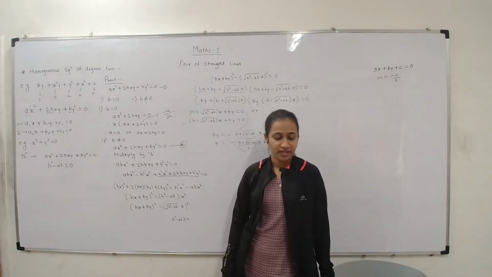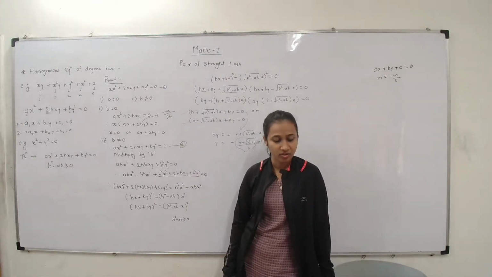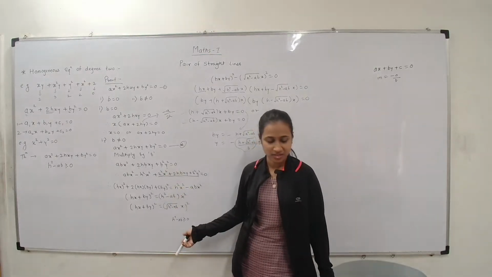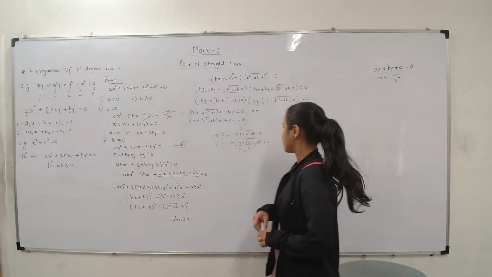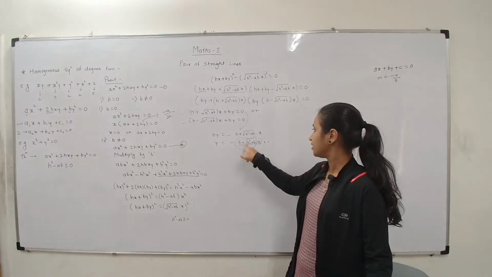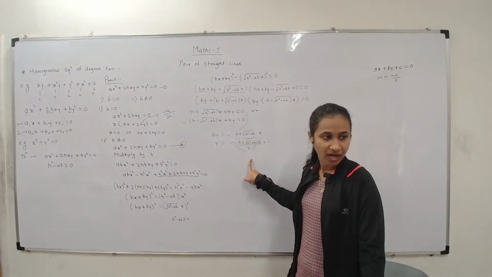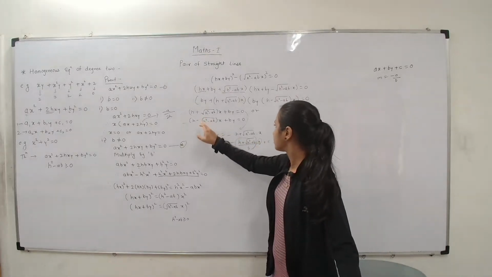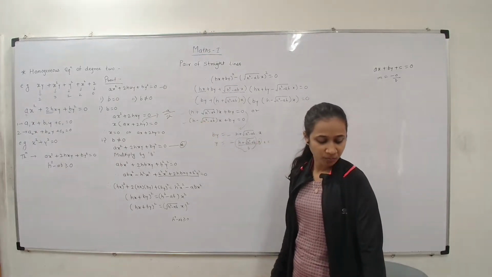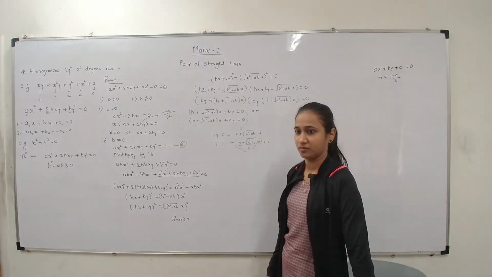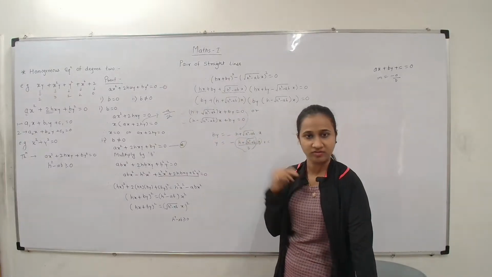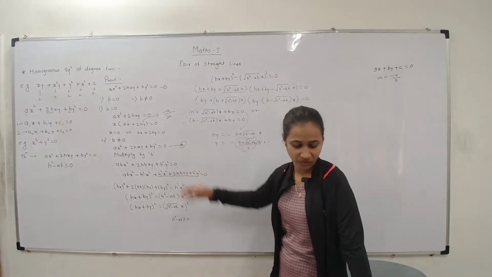Fifth one is if h square minus ab is greater than or equal to 0, means this case, and b is non-zero, that is nothing but the second case, then the slopes of the lines are minus h plus root of h square minus ab upon b and minus h minus root of h square minus ab upon b. So solving these two lines in this format you will get two slopes, that is the slopes of the two lines separated by this equation.